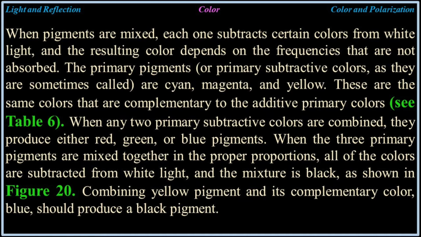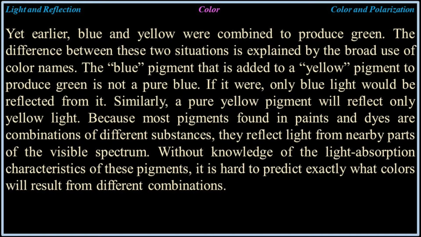See Table 6. When any two primary subtractive colors are combined, they produce either red, green, or blue pigments. When the three primary pigments are mixed together in proper proportions, all of the colors are subtracted from white light and the mixture is black, as shown in Figure 20. Combining yellow pigment and its complementary color, blue, should produce a black pigment. Why don't you look back at Figure 20 and see if that makes any sense to you whatsoever. Yet earlier, blue and yellow were combined to produce green.